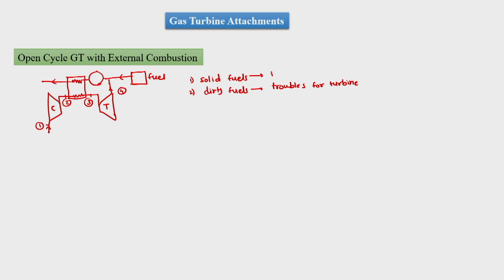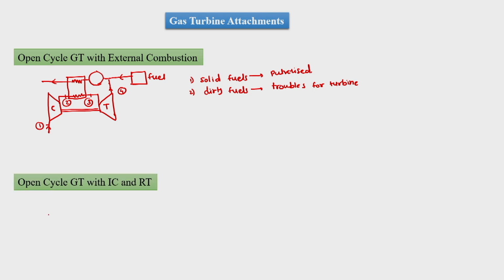Here we mean that we can use pulverized coal in case of solid fuels, or other solid fuels in different formats which we can use, and this type of arrangement is suitable mainly for electricity generation kind of applications or prime mover kind of applications for the gas turbine power plant.